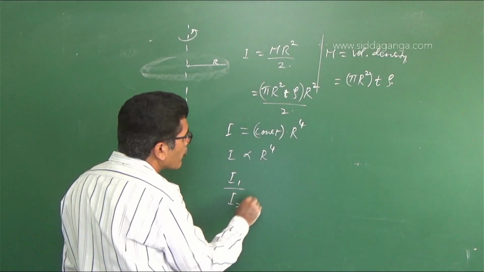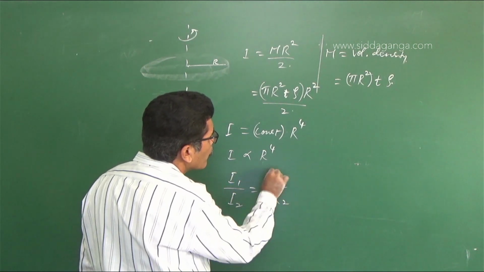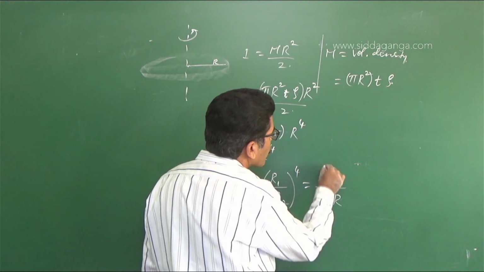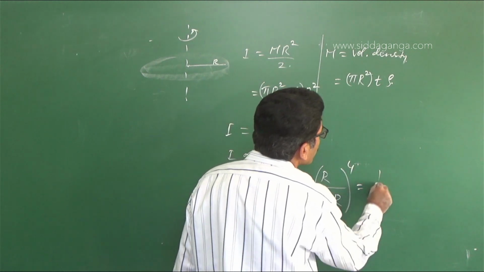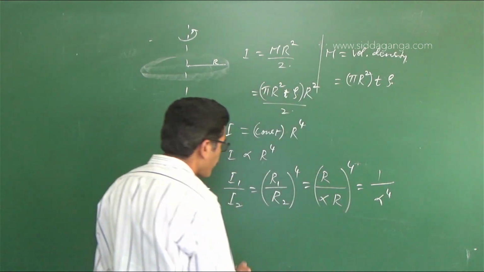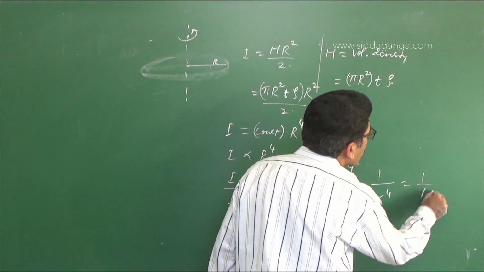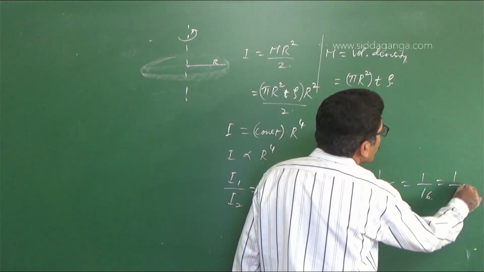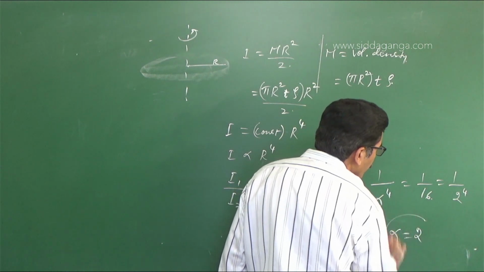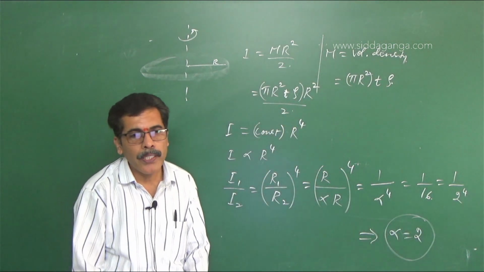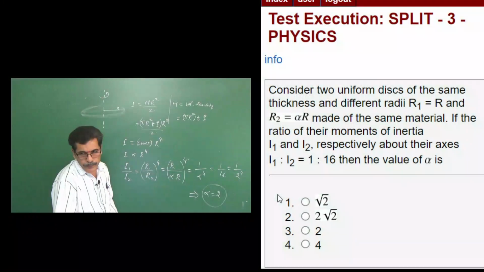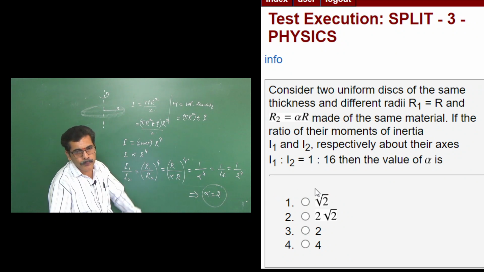I1 is to I2 is equal to R1 by R2 whole to the power of 4. This is R by alpha R whole to the power of 4, which is 1 by alpha to the power of 4. What is this given as? This is equal to 1 is to 16, which is equal to 1 by 2 to the power of 4. Therefore, alpha is equal to 2. The value of alpha is 2. Answer is 2.